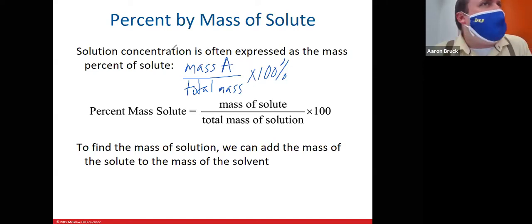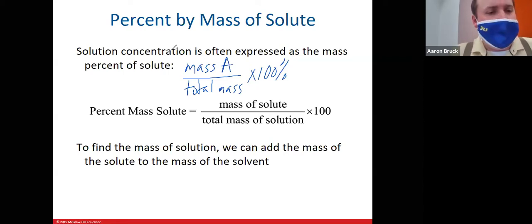Instead of looking at any element in a chemical formula or any element in a mineral or any element in a mixture of materials, we're talking specifically about the solute. We're talking specifically about the thing that is dissolved, usually in water. And then the total mass of the solution is everything put together.